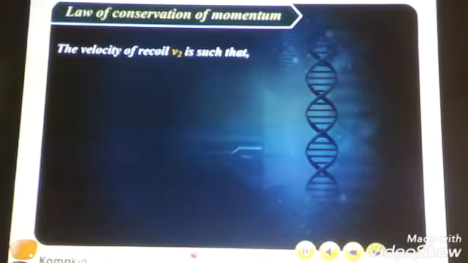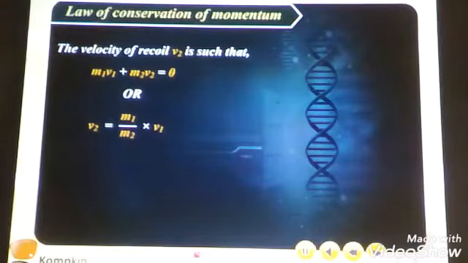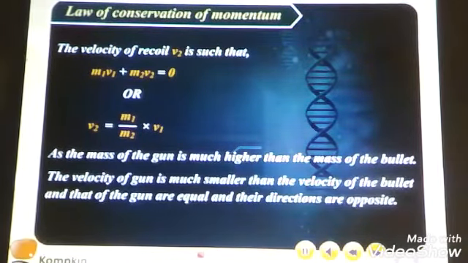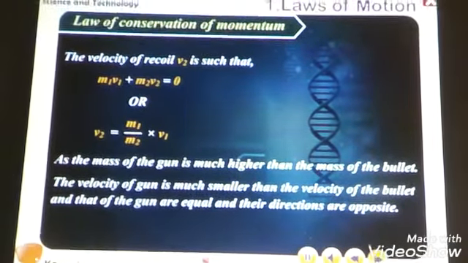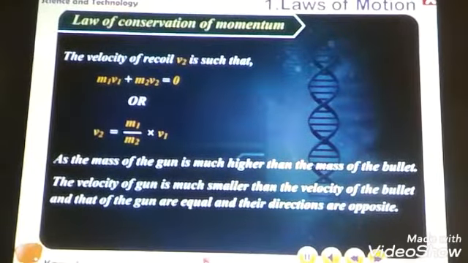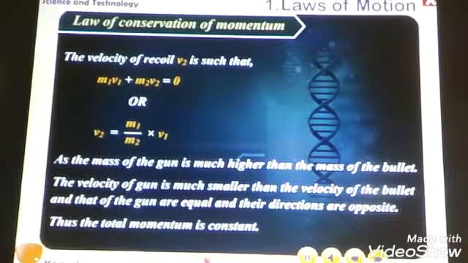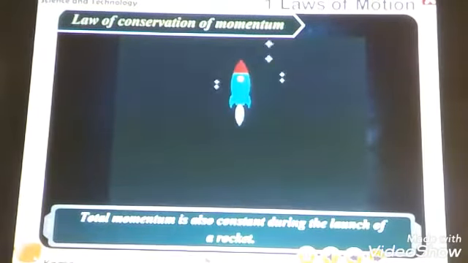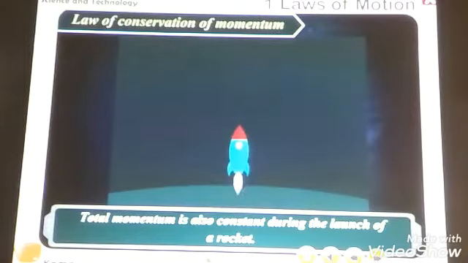The velocity of recoil v2 is such that m1 v1 plus m2 v2 is equal to 0, or v2 is equal to minus m1 by m2 into v1. As the mass of the gun is much higher than the mass of the bullet, the velocity of the gun is much smaller than the velocity of the bullet. The momenta of the bullet and that of the gun are equal and their directions are opposite. Thus, the total momentum is constant. The total momentum is also constant during the launch of a rocket.